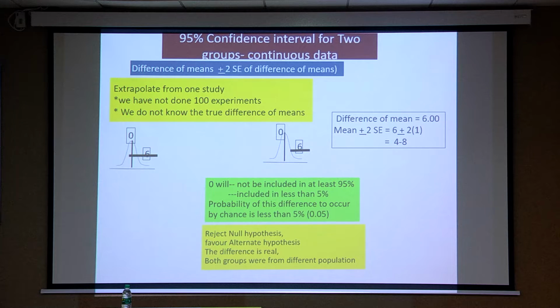So we can say this 0 will not be included in at least 95% of studies. So the probability of this difference occurring by chance is less than 5%. So reject the null hypothesis and favor the alternate hypothesis. Both groups are from different populations. In simple terms, in the 95% confidence interval, if 0 is included, the null hypothesis is accepted. If it is not included, we favor the alternate hypothesis.